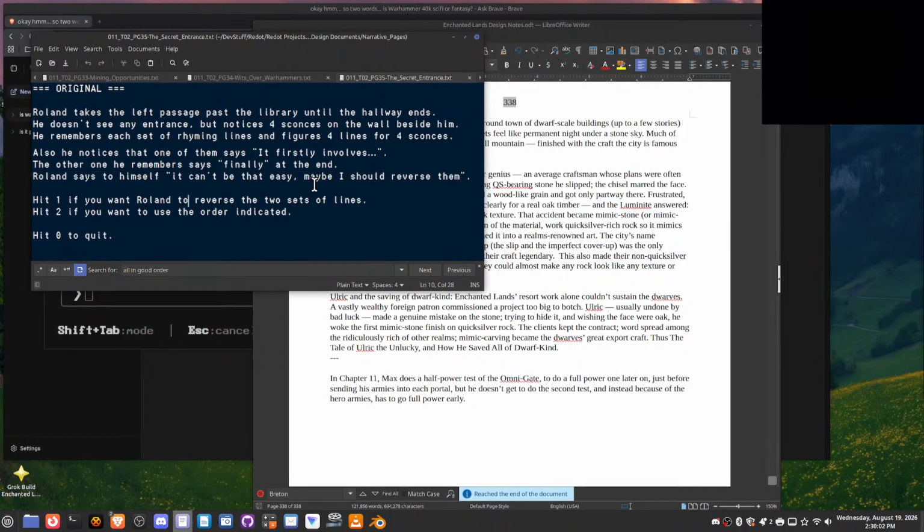The secret entrance. Roland takes the left passage past the library until the hallway ends. He doesn't see any entrance, but knows four sconces are on the wall beside him. He remembers each set of rhyming lines. It figures: 4 lines, 4 sconces. He also notes that one of them says "firstly" and the other says "finally" at the end. Can't be that easy. Maybe I should reverse them.